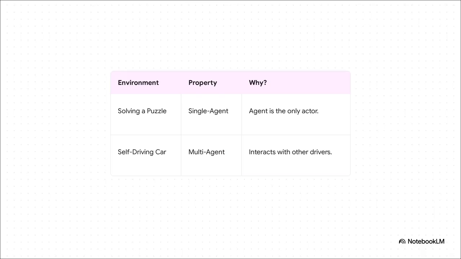Think about solving a puzzle, like a crossword. That's a classic single-agent task. It's just you and the puzzle. But let's bring back our self-driving car. It is living in a massively multi-agent world. It has to deal with other drivers, predict what pedestrians are going to do, follow traffic signals, all these different agents acting on their own.